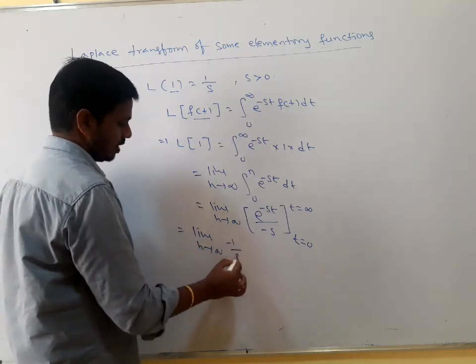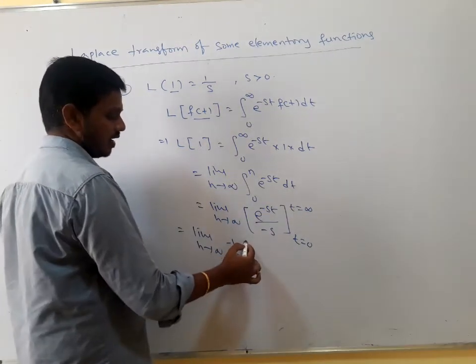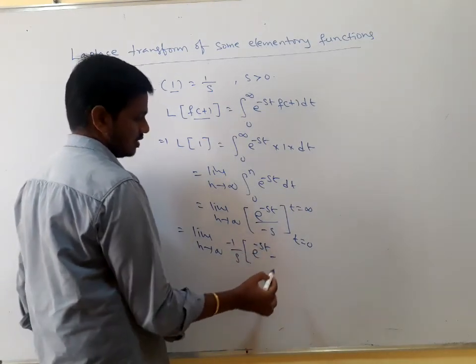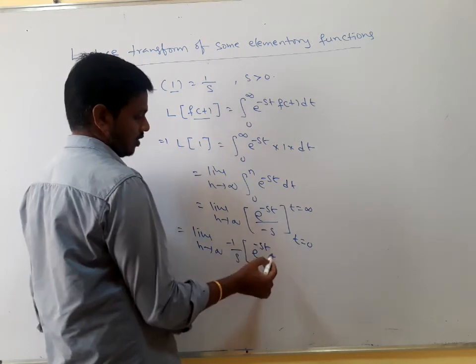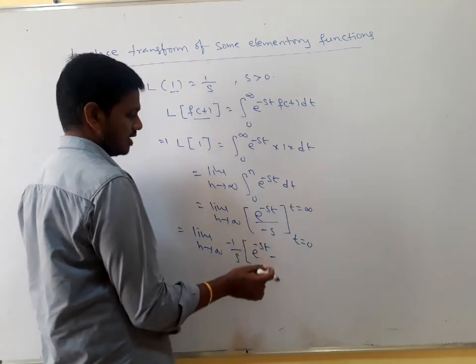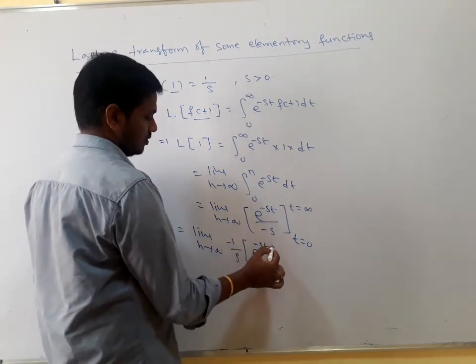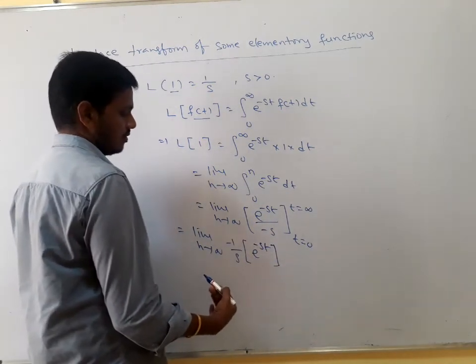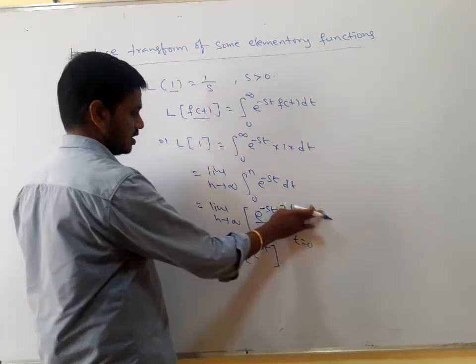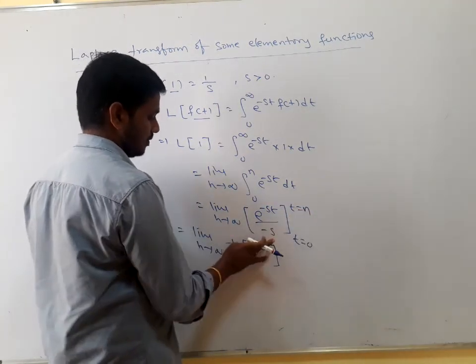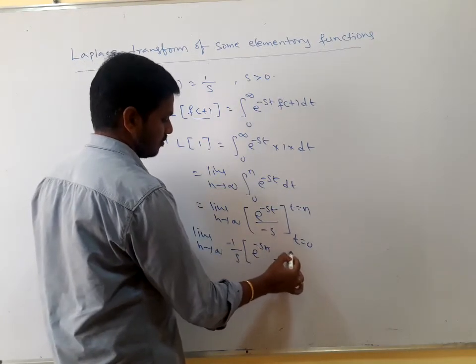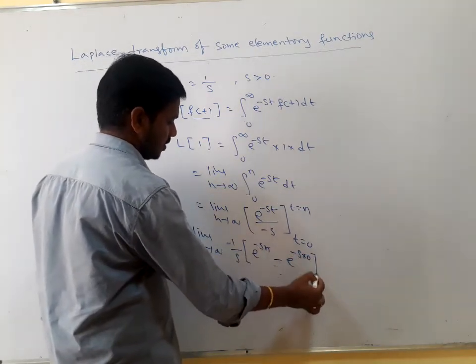Here it is minus 1 by s, which is independent of t, so I write it outside: e to the power of minus st, better to write it with t equal to n, so e to the power of minus sn, minus e to the power of minus s into 0, that is e to the power of 0.